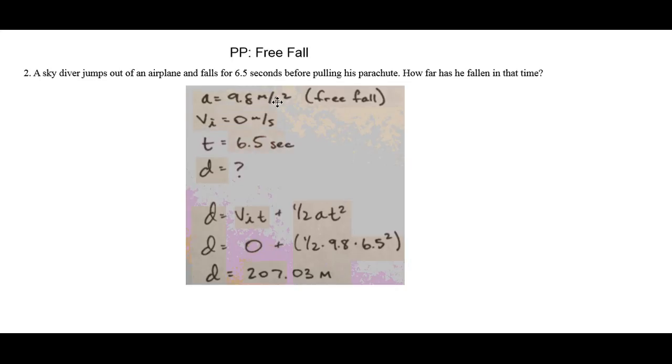9.8 only goes in for a. It only goes in for a in free fall. It doesn't go anywhere else. So let's see what we have. 9.8 meters per second squared because of free fall. Vi, because he was starting at rest before he jumped out of the plane, is 0. Time is 6.5. D equals vit plus 1/2 at squared will give us what we need. And we're going to have 207.03 meters.